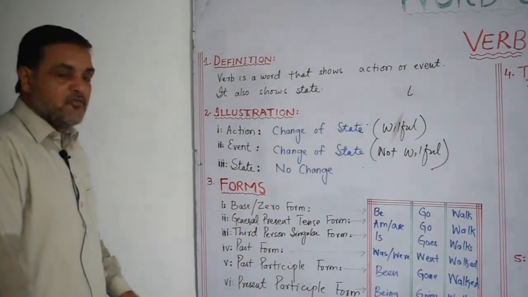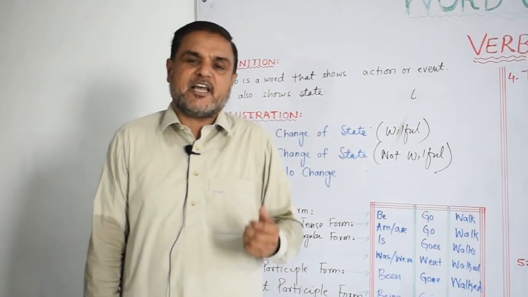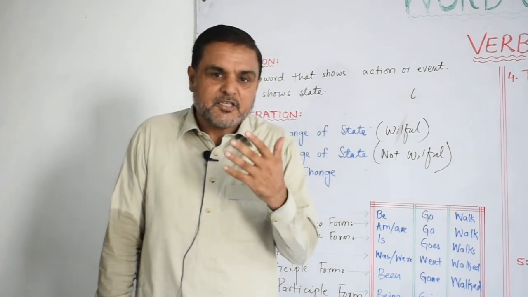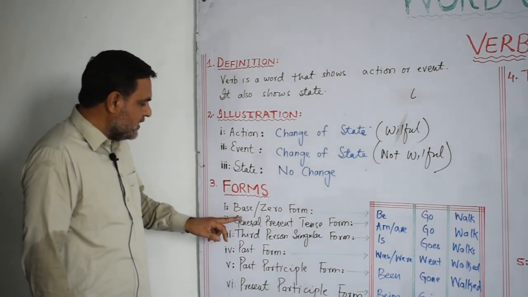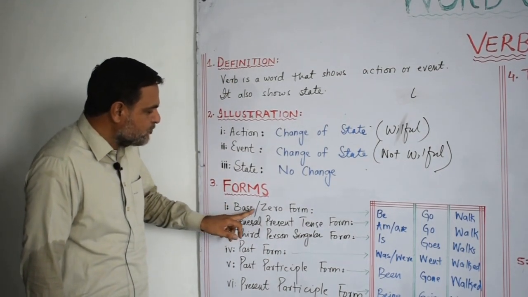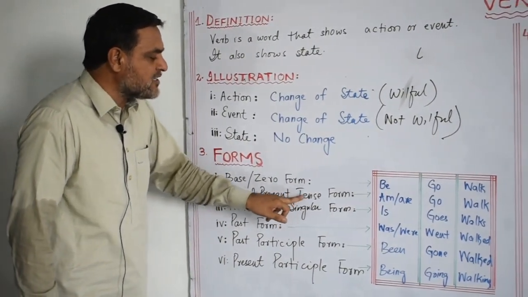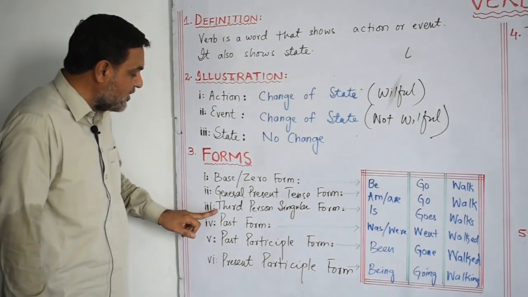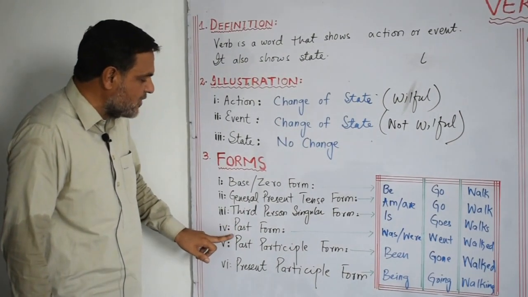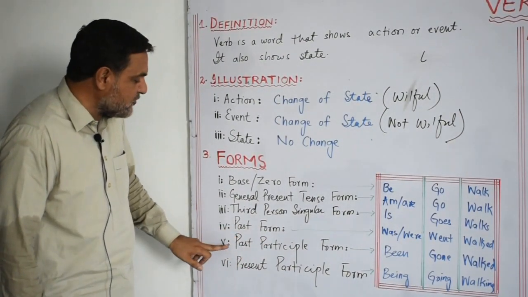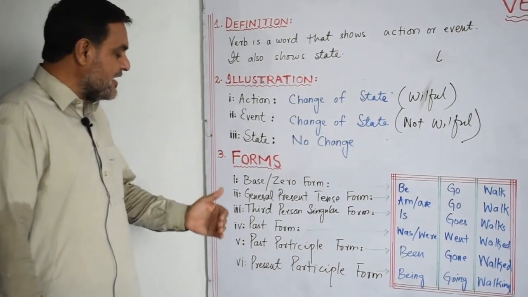Let's come towards the forms of verbs. Kids, there are 6 forms of verb in the English language, and they go like this. The first one is called the base or zero form of the verb. The second one is called the general present tense form. The third one is called the third person singular form. The fourth one is called the past form. The fifth one is called the past participle form. And the sixth one is called the present participle form.